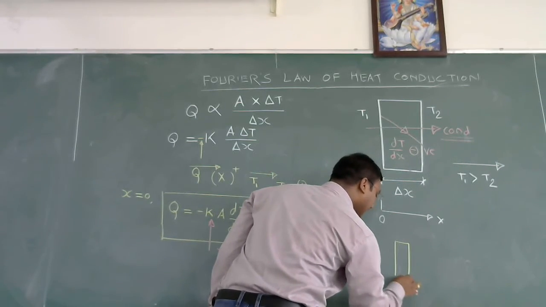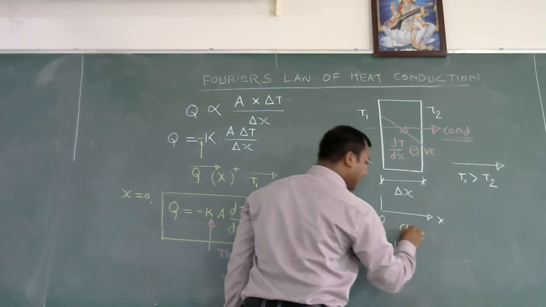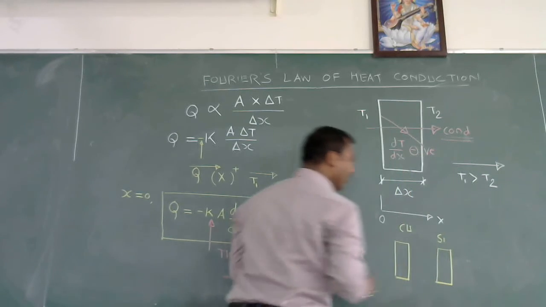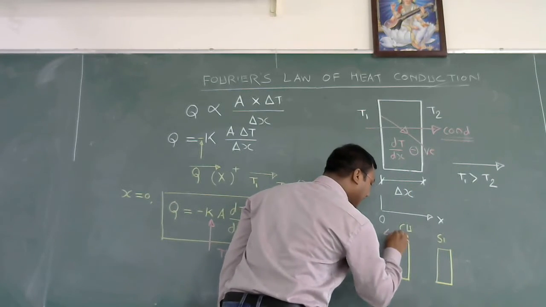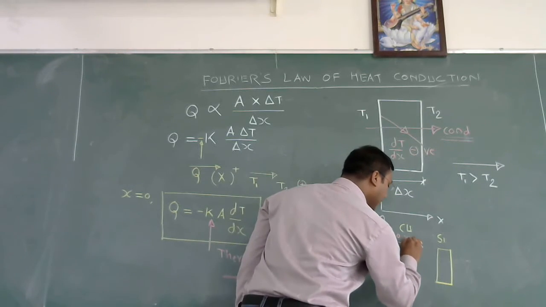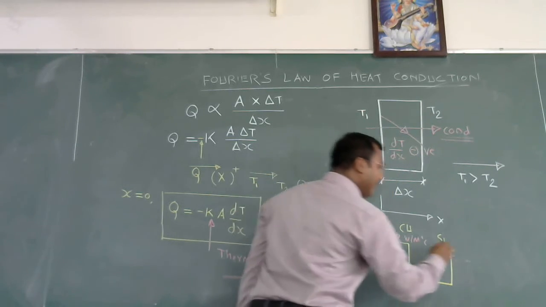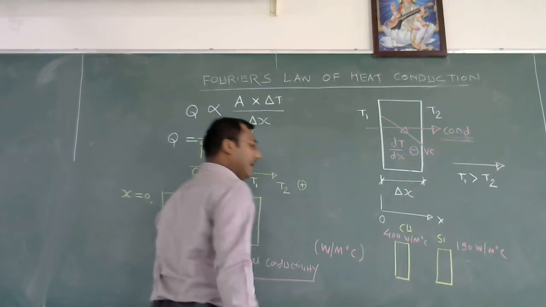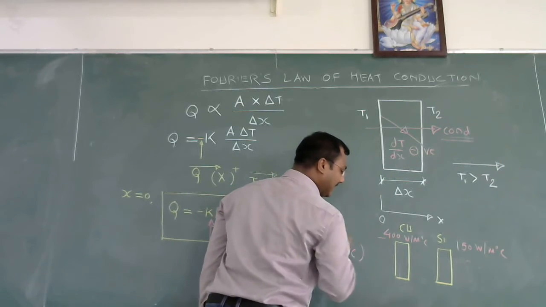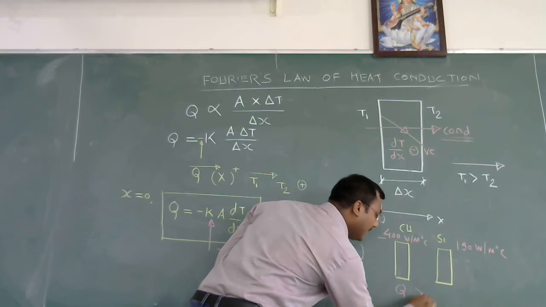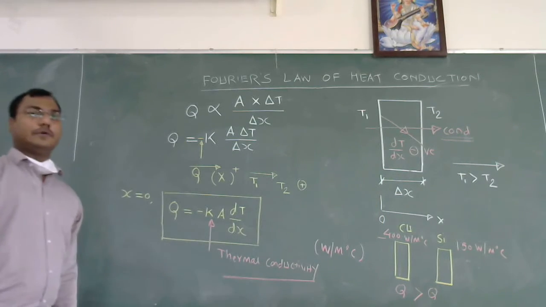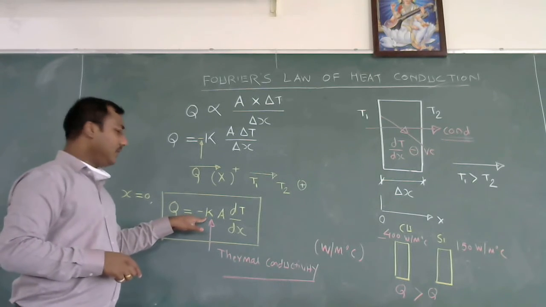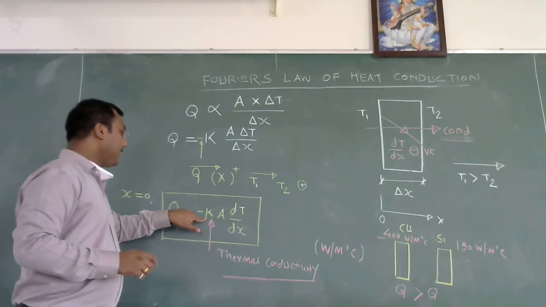If I consider say two materials, this is material A, which is made up of copper. Then there is another material I will consider, say this is made up of silicon. The thermal conductivity of copper I can approximate at 400 watt per meter degree Celsius, whereas for silicon I am taking approximately 150 watt per meter degree Celsius. As copper has more thermal conductivity, the rate of heat transfer in copper is much higher compared to silicon. This means the rate of heat transfer depends on the thermal conductivity, which in turn depends on the type of the material.